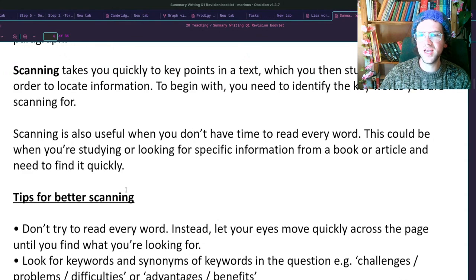Now, scanning is also useful when you don't have time to read every word, so in an exam or if you're in a hurry. But also when you're studying, if you cannot read the textbook 300 times, you can just look for a specific word that you need.